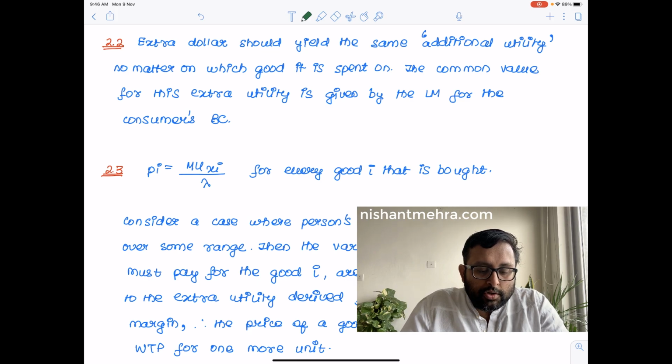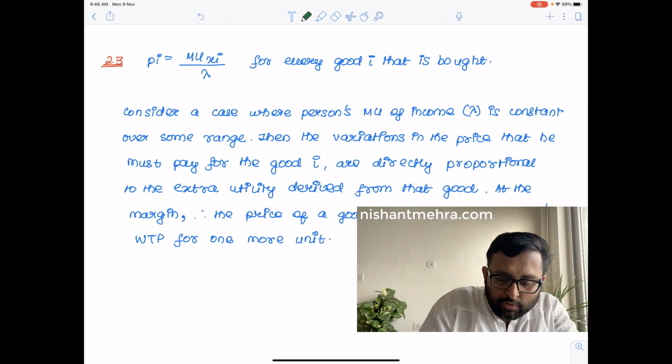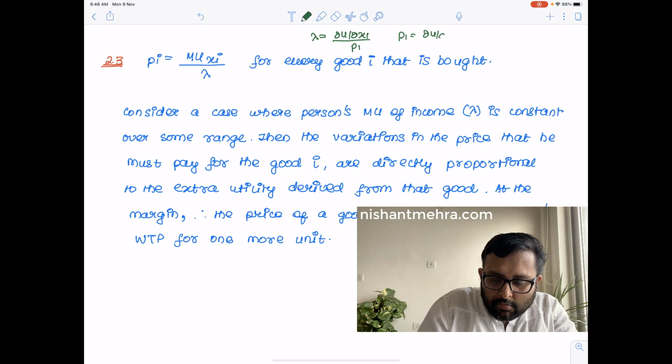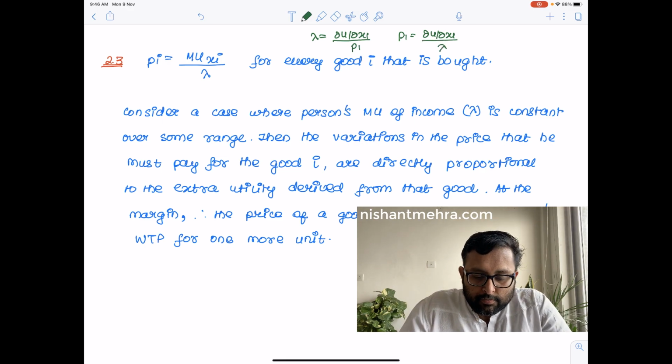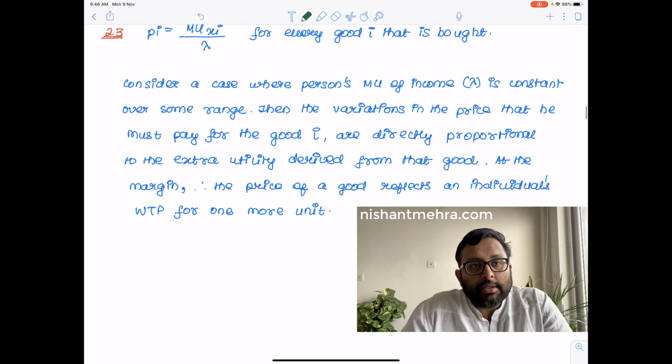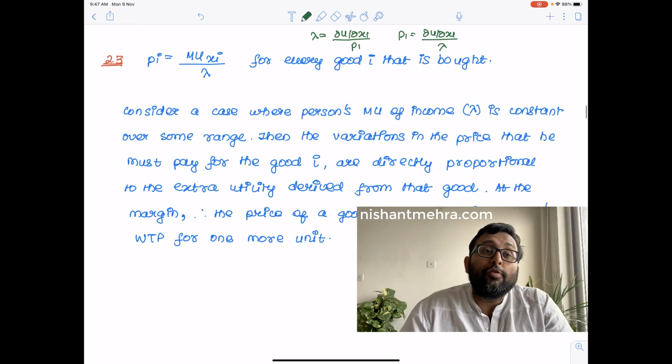Then you can also write your first order condition as, if we have written this like this, lambda was equal to del u by del x1 upon p1. You can also write this as p1 equals del u by del x1 upon lambda for all i that is bought. So you need to consider the case where the person's marginal utility is constant over something. So we are going to marginal utility of income, sorry.